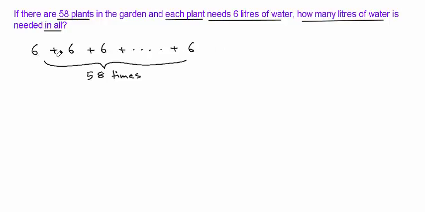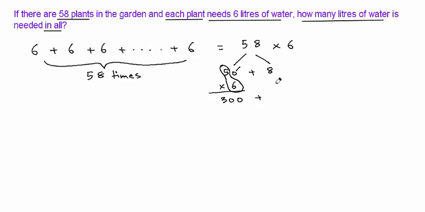So instead of going through this addition sentence, we could just multiply 58 with 6. And to do that, you could break apart this 58 into a 50 plus an 8 and multiply each one of them with 6. 50 times 6 is nothing but 5 times 6, that's 30 with 1 zero in the end. That makes it 300 plus 8 times 6 is 48. So the answer is 348 liters of water that's needed in all.